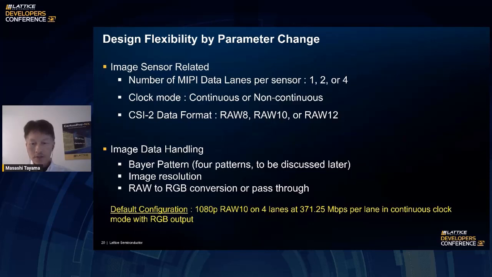The default parameter setting is Full HD or so-called 1080p with RAW10 pixel format using 4 lanes at 371.25 Mbps per lane. Clock mode is continuous, and parallel output data is RGB888.